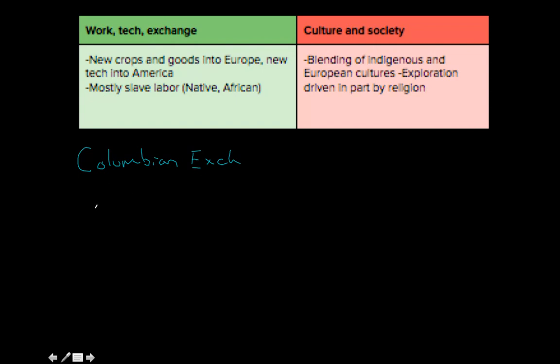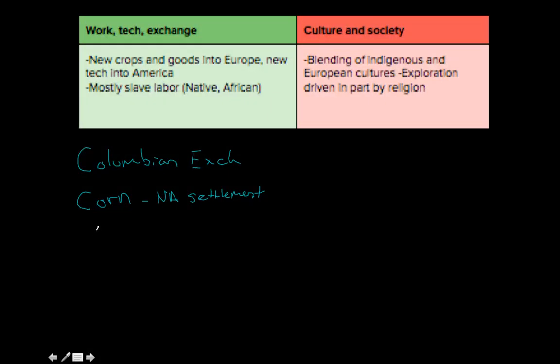We get all sorts of new crops and goods to Europe, all sorts of new technologies arriving in North America. Corn is a big one that impacts North America, and this is really before any sort of exchange occurs, but corn is a crop that really helps Native Americans settle down into one area. They really settle down into one area.